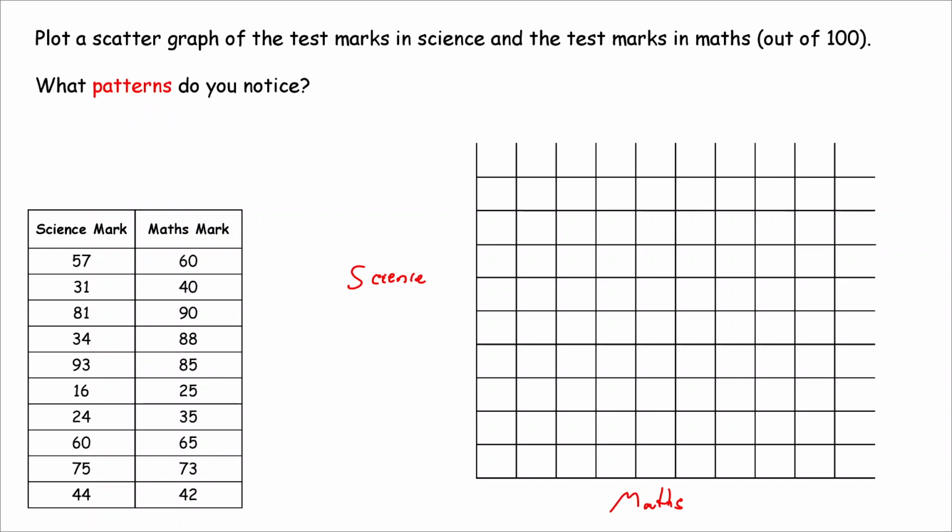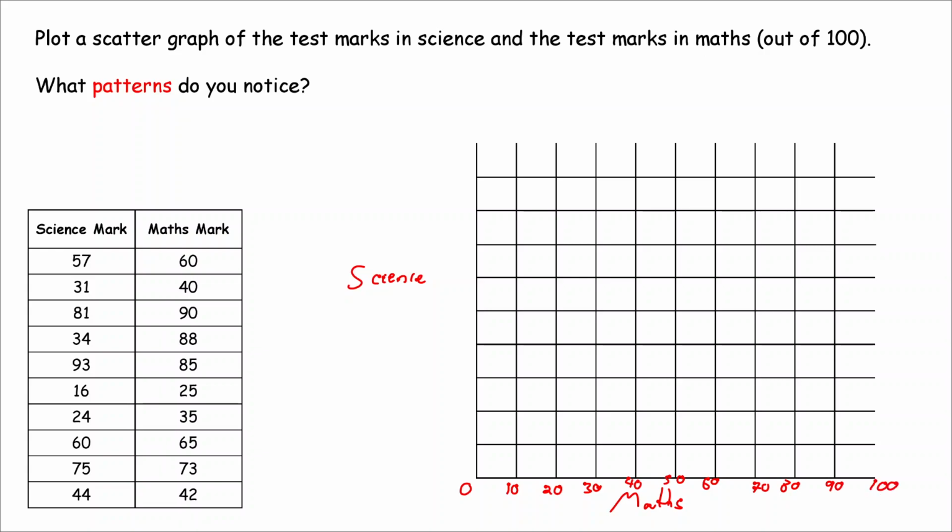Now, the lowest science mark or maths mark is, I think, 16, and the highest mark I can see is 93, so it would be sensible to go between 0 and 100, and hopefully this is going to work out nicely. If I start off at 0 here and I go up in 10s, so 10 and then 20, it should work out nicely that I get a good fit here, 60, 70, 80, 90, and then 100, perfect.